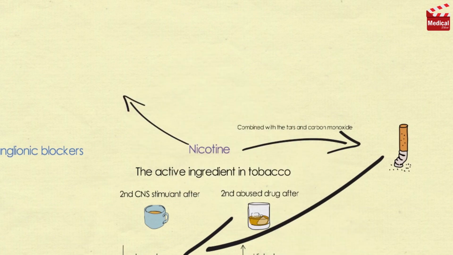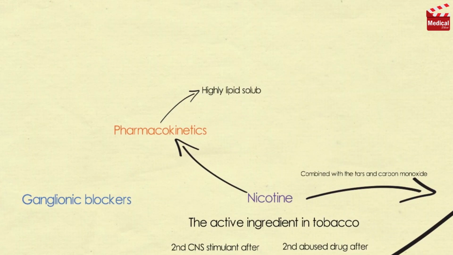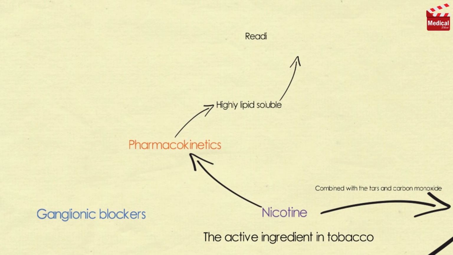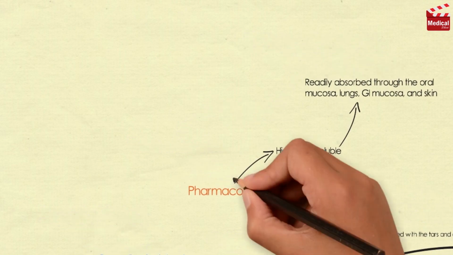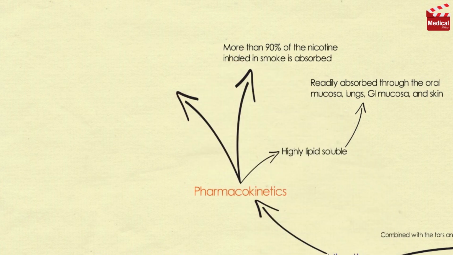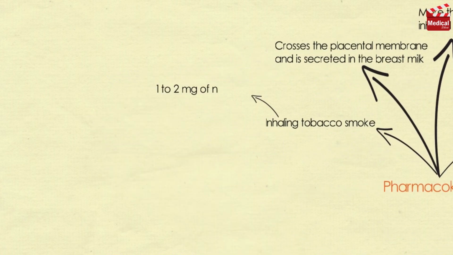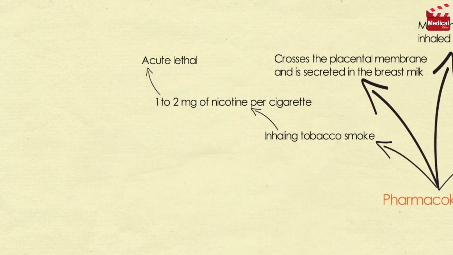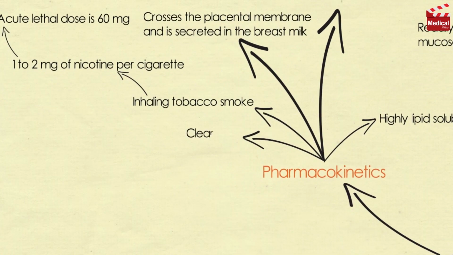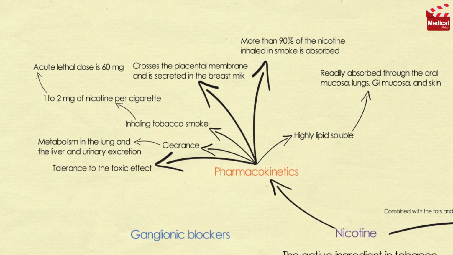Let's talk about the pharmacokinetics of nicotine. Because nicotine is highly lipid-soluble, it is readily absorbed through the oral mucosa, lungs, GI mucosa, and skin. More than 90% of the nicotine inhaled in smoke is absorbed. Nicotine crosses the placental membrane and is secreted in the breast milk. By inhaling tobacco smoke, the average smoker takes in 1 to 2 milligrams of nicotine per cigarette. And the acute lethal dose is 60 milligrams. Clearance of nicotine involves metabolism in the lung and the liver and urinary excretion. Tolerance to the toxic effects of nicotine develops rapidly, often within days.